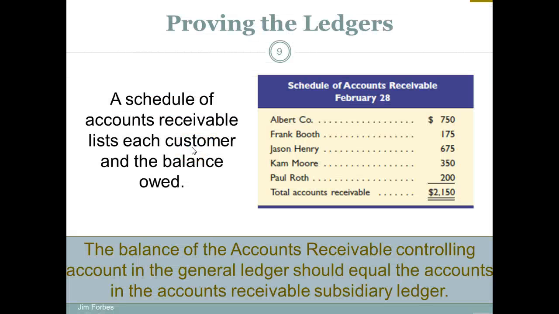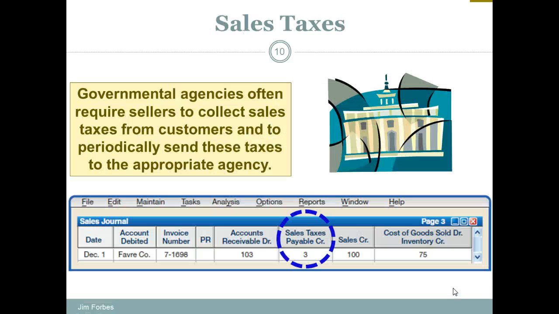You have to prove the ledgers. A schedule of accounts receivable is listed as an example for each account, and then you must total these. And the total of this should equal the total in the accounts receivable subsidiary ledger. No surprise here, since we always act in balance.